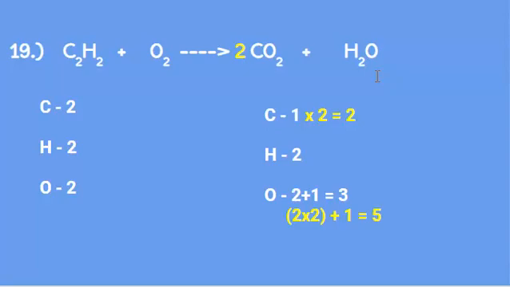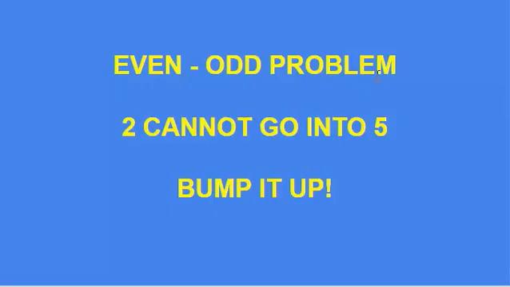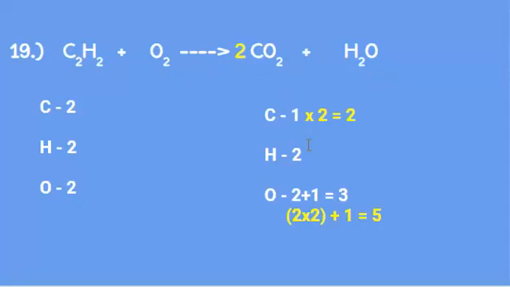Now, is this a simple problem, like the last one? No, we have an even-odd problem. 2 cannot go into 5. 2 cannot go into any odd number. So this is when we need to bump it up. Again, 2 over here and 5 over here are not compatible. And I can't just do a common multiple like I might do in some other problems. The reason I can't do the common multiple is because I'm having to add to get that 5. So anytime you add, common multiples are not going to help you.